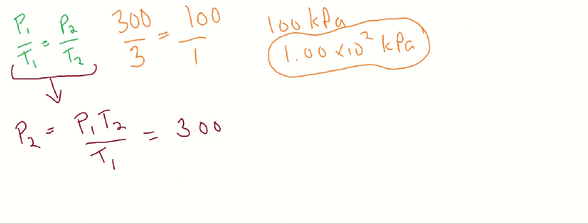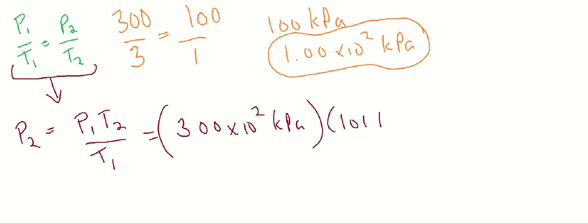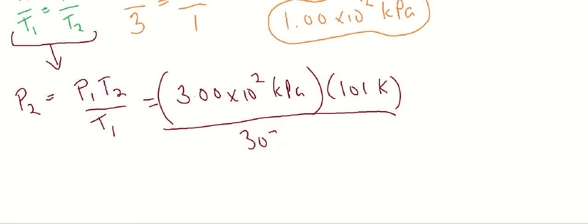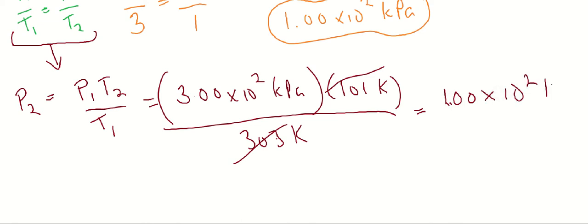Or 3.00 times 10 to the 2 kilopascals. T2, 101 Kelvin. And T1 was 303. It was 3 times as great, I remember. This is just 1/3 of 300, which is 100. So you get the same results. And we'll write 100 in scientific notation: 1.00 times 10 to the 2 kilopascals.